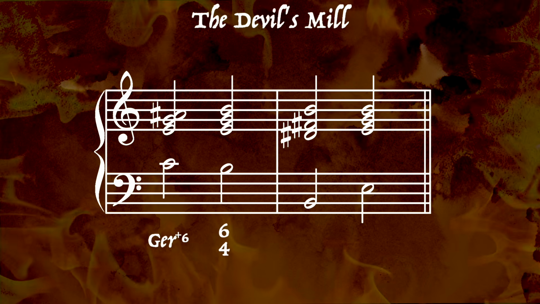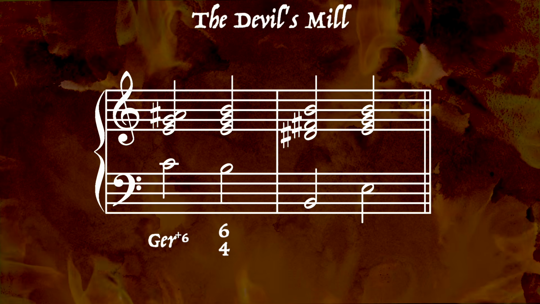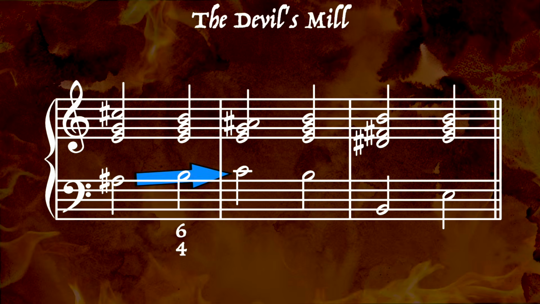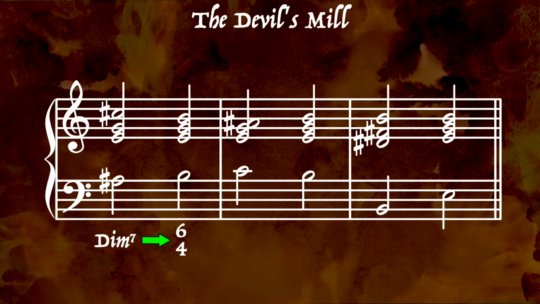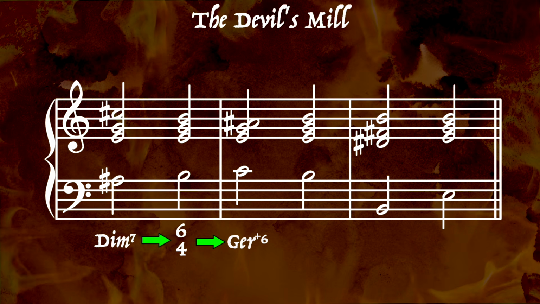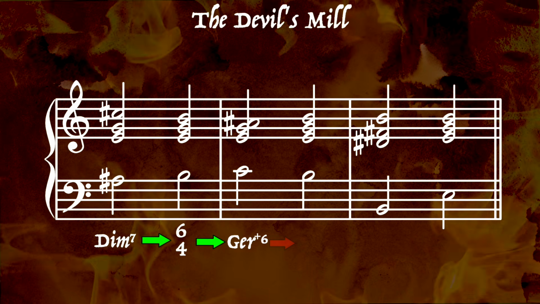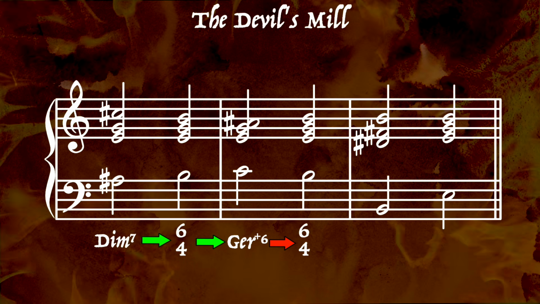We can take this a step further by combining both of these chords and ascend chromatically through the 6/4 chord, and that we move from the diminished 7th to the 6/4 chord and then on to the augmented 6th chord, whereafter we can end the phrase with the same cadential 6/4 as before.